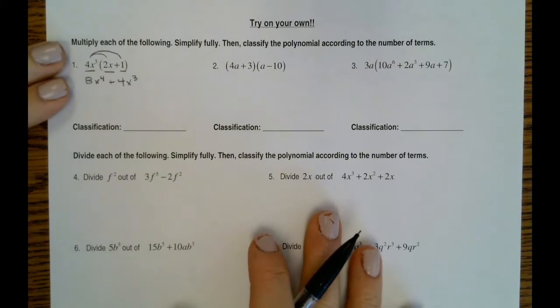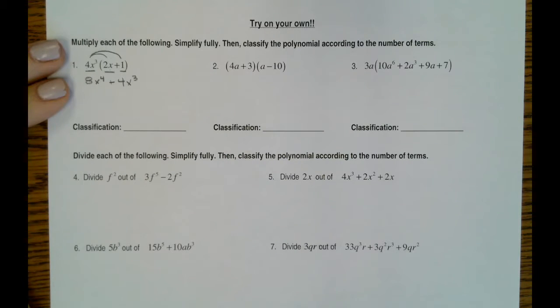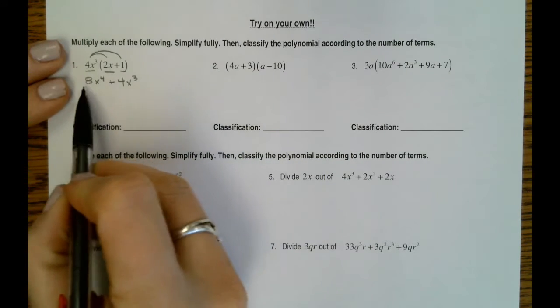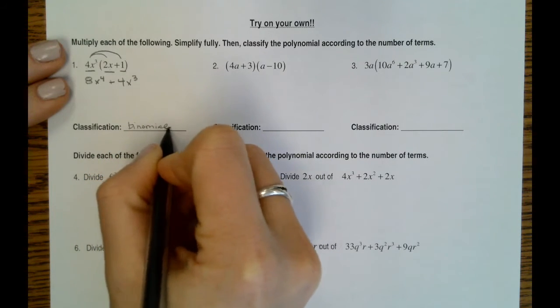There's nothing else that we can combine here because these exponents aren't the same. So those terms have to stay separate. We have 2 different terms, so we call this a binomial.